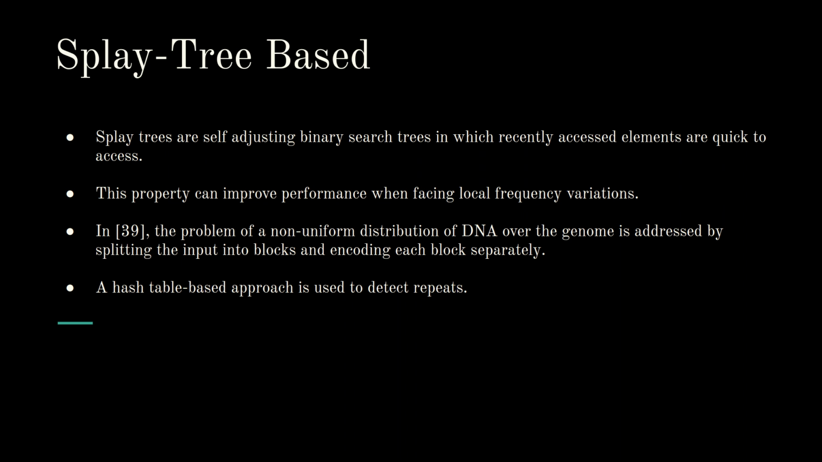So the local prominence of a sequence helps the splay trees to actually put the recently accessed elements to the top and help in more efficient encoding. Also, to detect the repeats in the sequence, a hash table is used along with the binary tree.